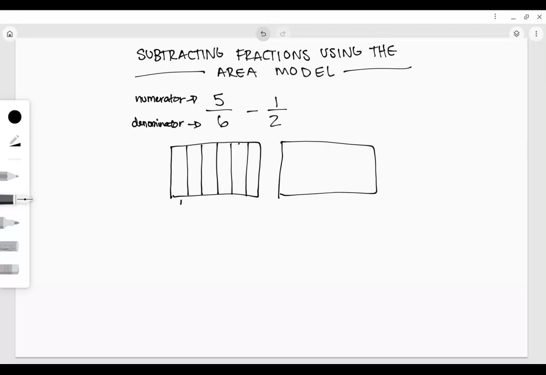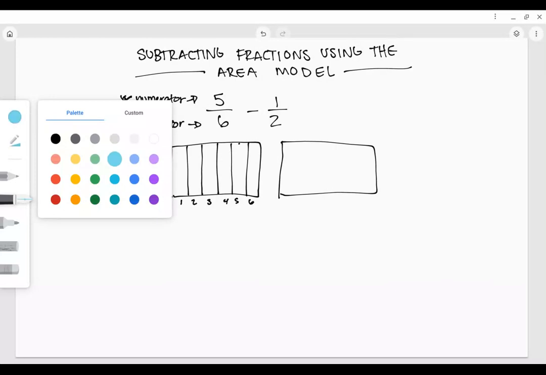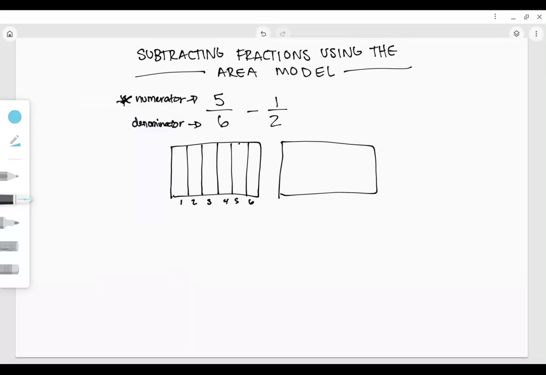Let's see, 1, 2, 3, 4, 5, and 6. And our numerator, this right here, tells us how many pieces we need to shade in out of the 6 that we have here. So I'm going to use a different color, and I'm going to shade in 5 out of the 6 pieces that we have.